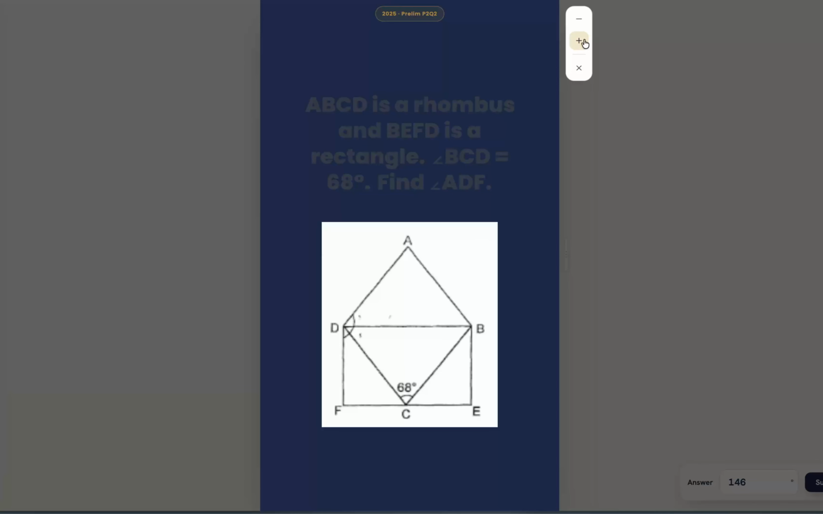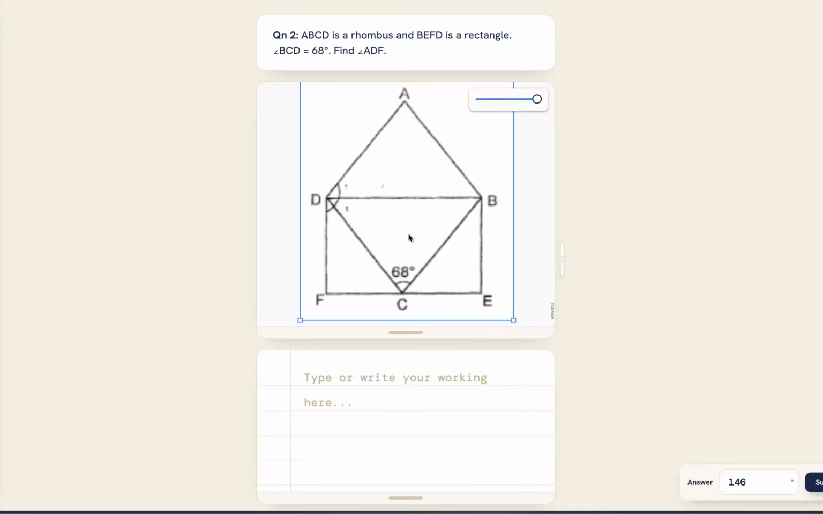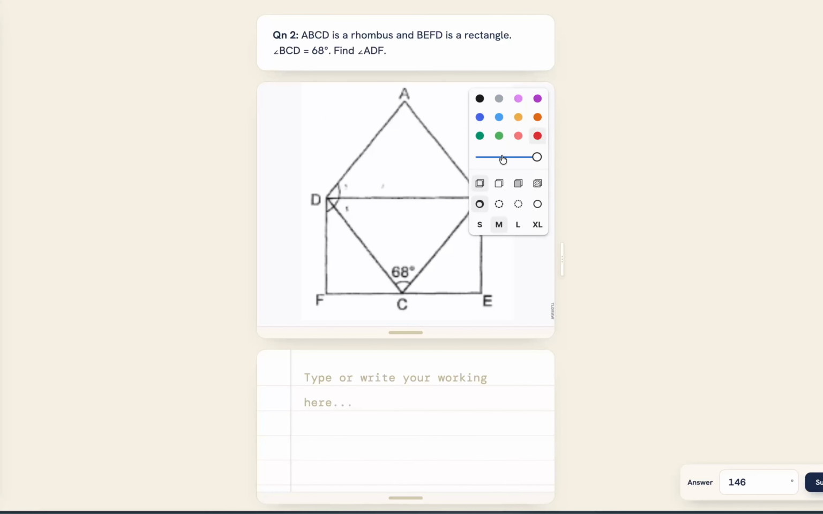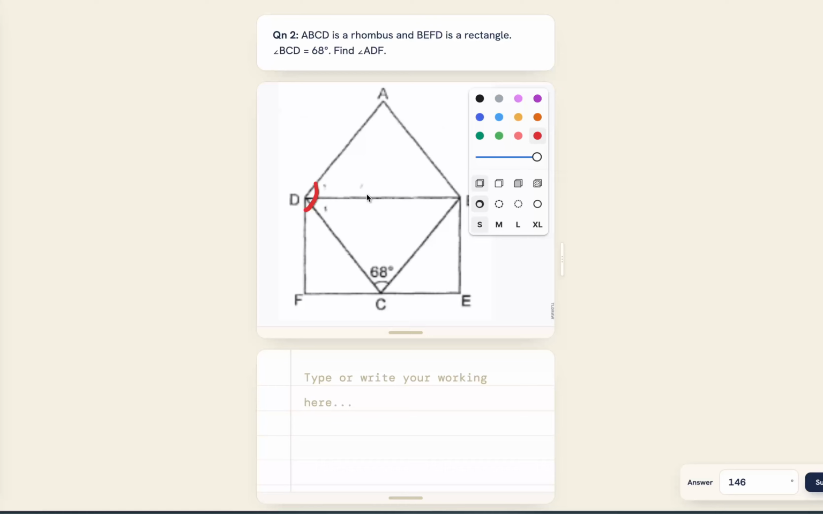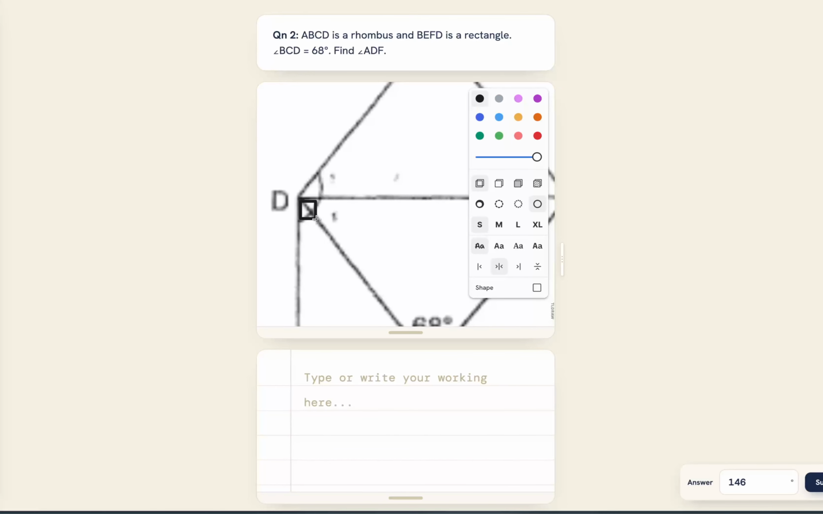Question 2. ABCD is a rhombus. Angle BCD is 68 degrees. Find angle ADF. If you look at angle ADF, it is this part that is highlighted in red. So how do we get this? Essentially, this part is a right angle, plus this little angle, and this will combine into this whole red angle ADF.